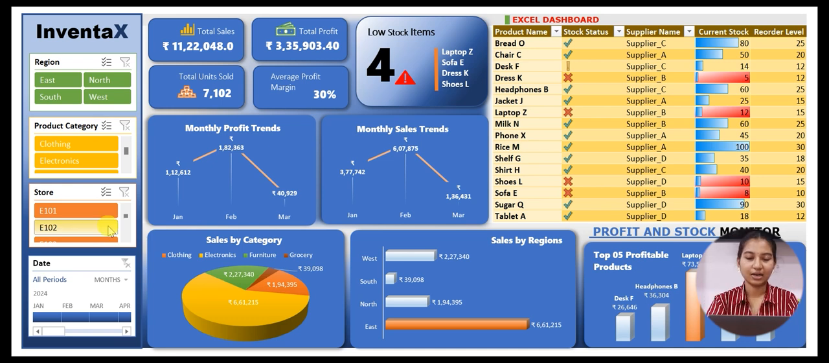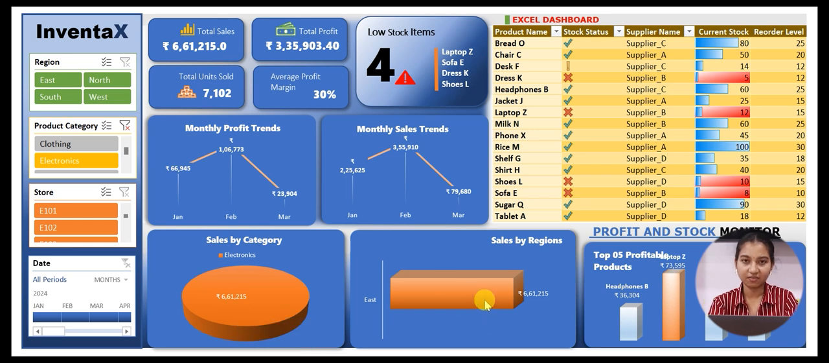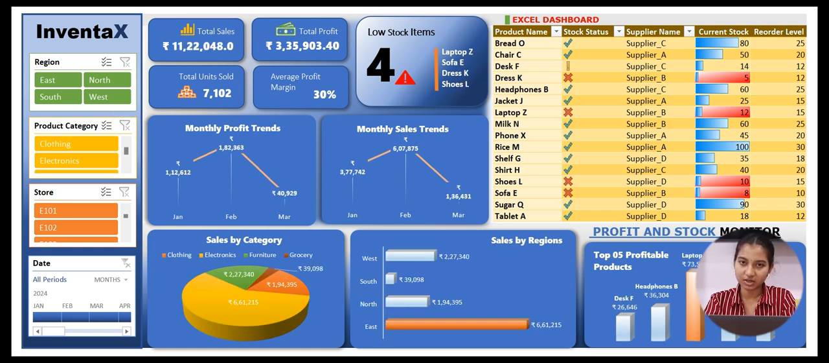Here at the end, let's summarize the Inventex. It provides you the sales and profit monitor. Secondly, it gives you the information on which product sales are more and which are lower, category wise as well as region wise. And the last, we can see that there are 4 products which are in very low stock, at the red line, which need to be restocked as urgently as possible.